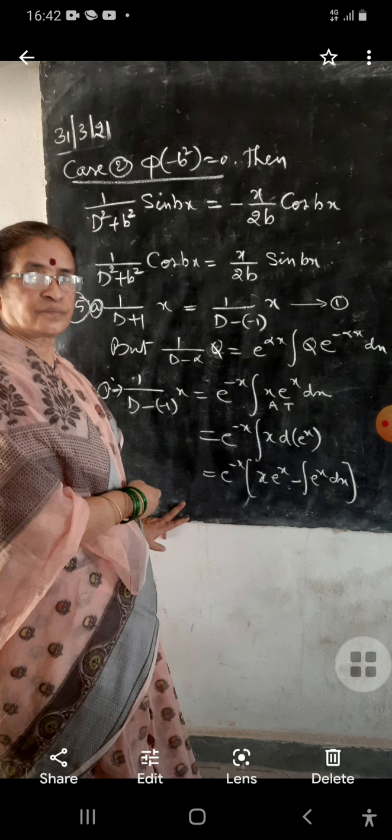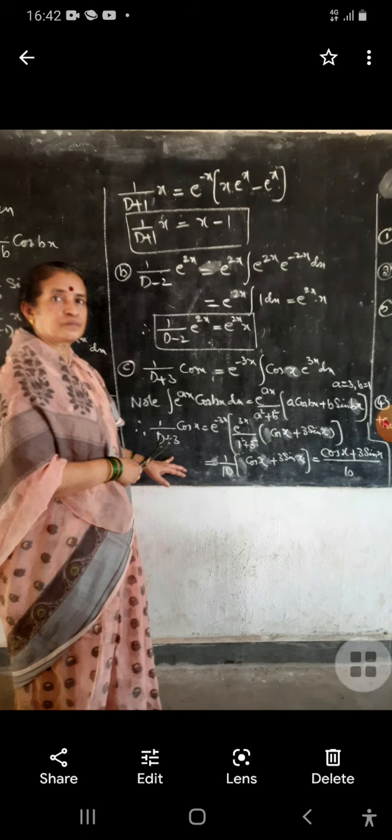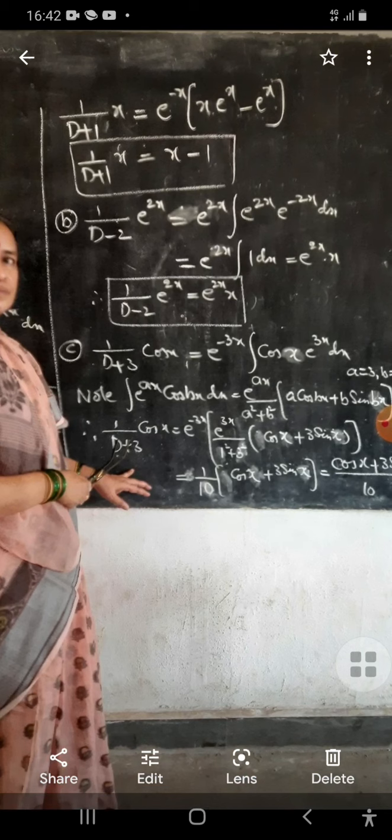So, e power minus x integral x into derivative of e power x. That is nothing but e power minus x into (x e power x minus integral e power x dx). Similarly, now 1 by D plus 1 of x is equal to e power minus x into (x e power x minus e power x). That is nothing but x minus 1.